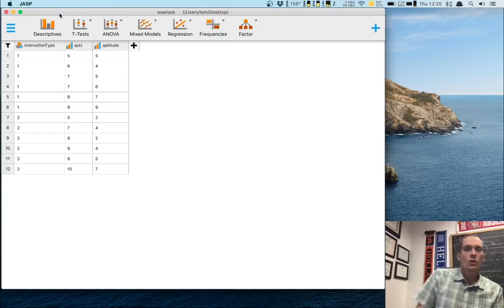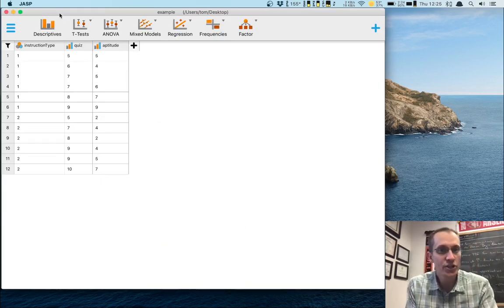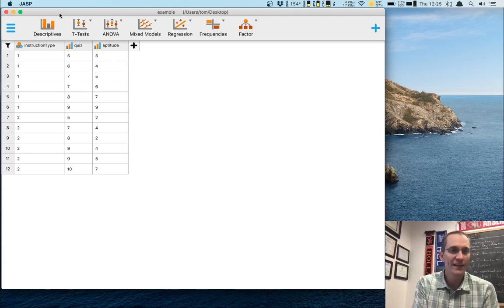Okay. So here is the data file in JASP. Now all I did was put it in the same format as we would have done last week. That is, I put the dependent variable of quiz down all in one column like this, and then I made a grouping variable for instruction type. And I put numbers in, 1 for traditional lecture and 2 for small group.